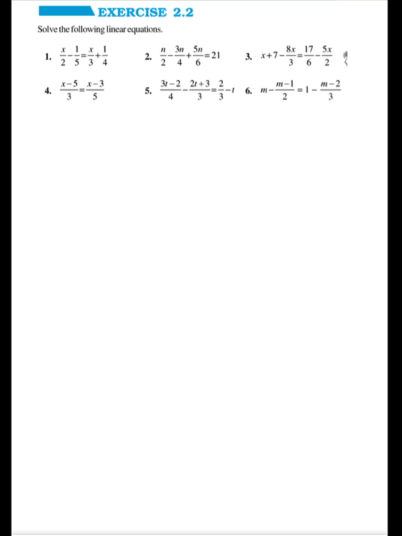Let's write it. So this is the first one, x by 2 minus 1 by 5 equals x by 3 plus 1 by 4. Okay, so you know that for solving any type of linear equation, the first thing you should be careful about is whether you are able to separate the variables to one side. Here you can bring this x by 3 to this side so that all the variables will get collected on the left hand side.